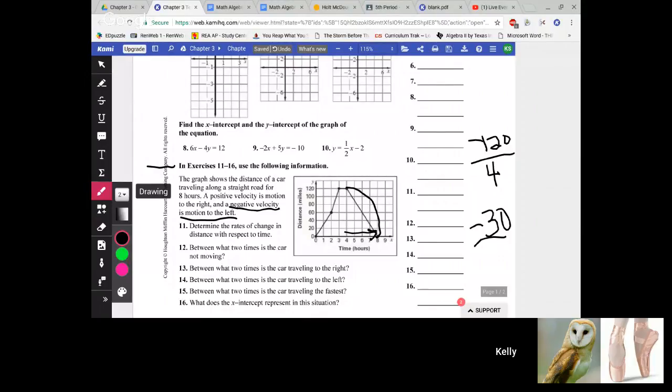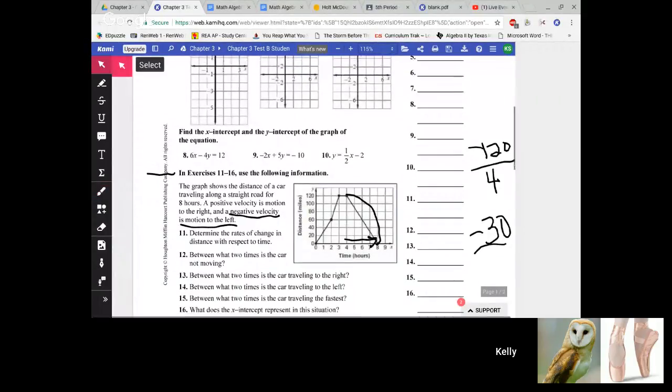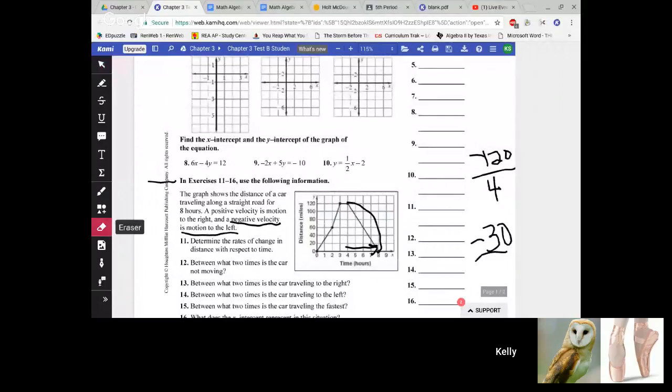Does that make sense? Jordan, did you get that, or do you want me to go back over it? Okay, I get it. So if it's a positive rate of change, then the travel would be to the right. So let's see. Stop me if you have any questions.